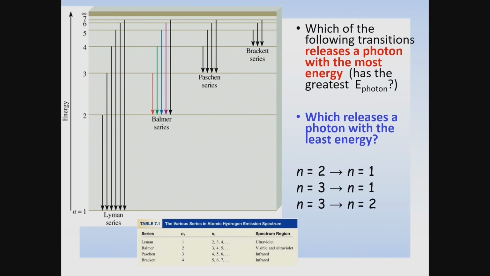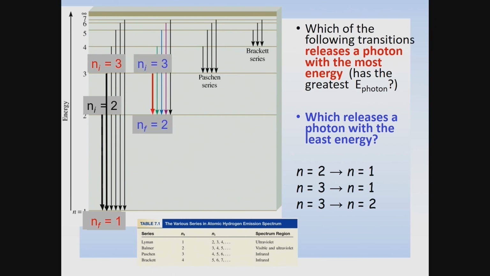In other words, it'll release a photon with the most energy, and which will release a photon with the least energy? And so I think you can sort of figure out pretty easily that the electron that's further out, say in the third energy level compared to the second energy level, if it's falling to the same energy level, which is the first energy level, then the one that's falling from the third energy level to the first energy level should release a photon of greater energy.